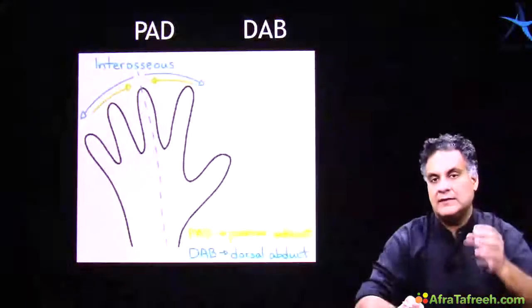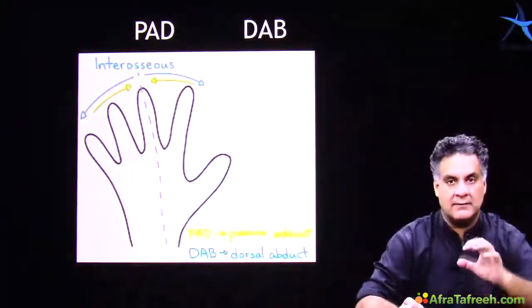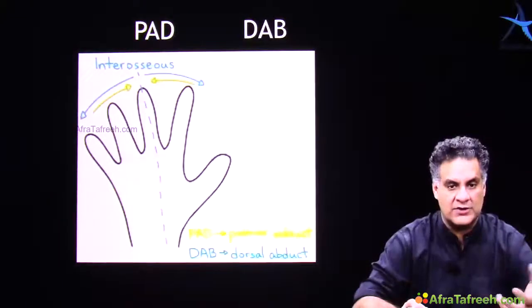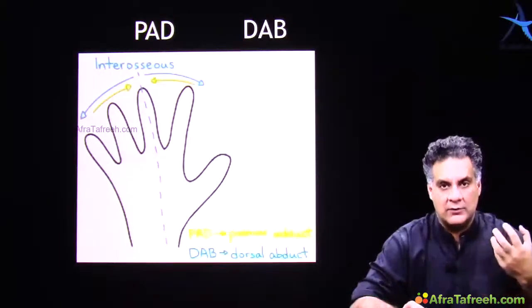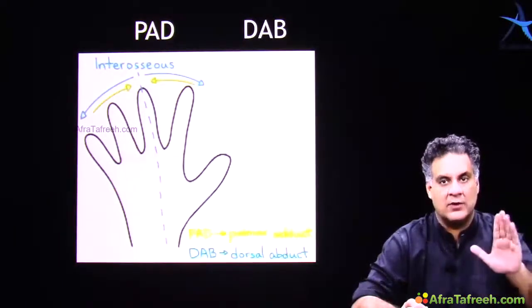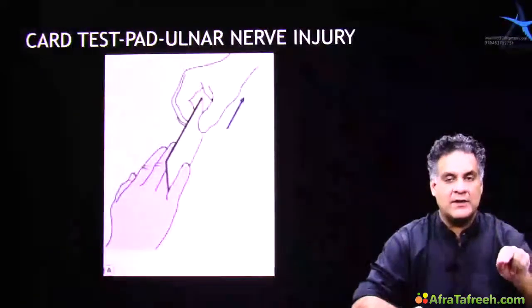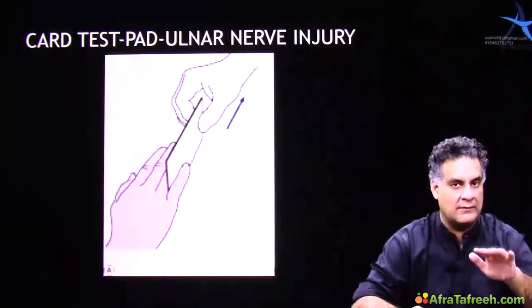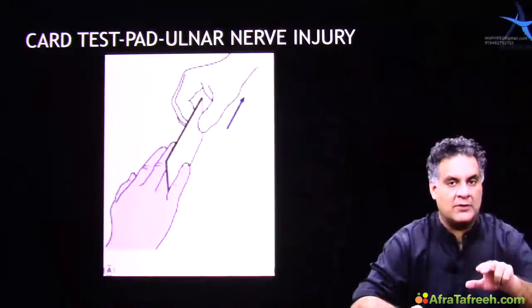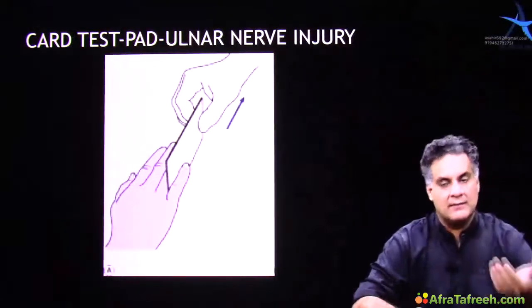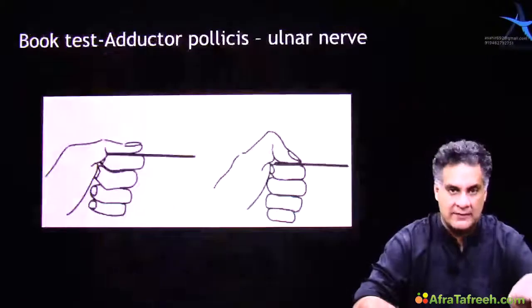When we look at the area supplied by the ulnar nerve, it supplies the palmar interossei and dorsal interossei. Palmar interossei adduct the fingers, and dorsal abduct: PAD and DAB. So if you give a card to a patient and ask him to hold it between the fingers, and he is able to hold it, it means the palmar interossei is functioning. If not, it means the palmar interossei is gone: ulnar nerve palsy.